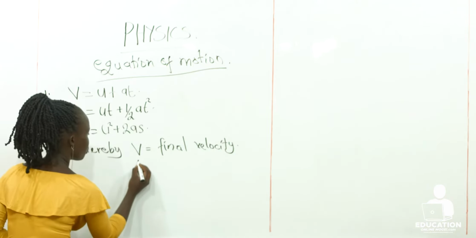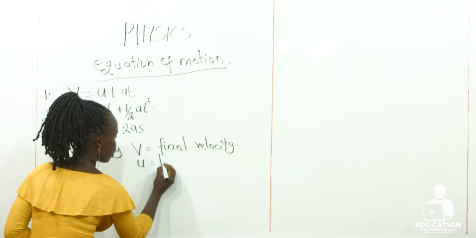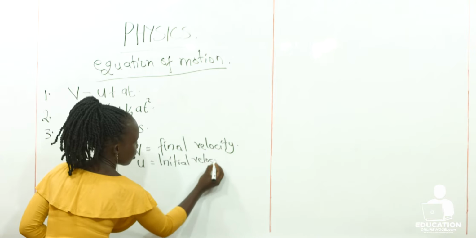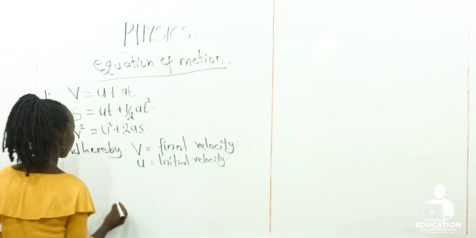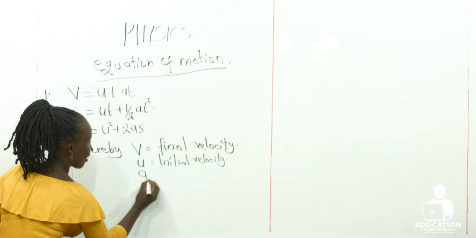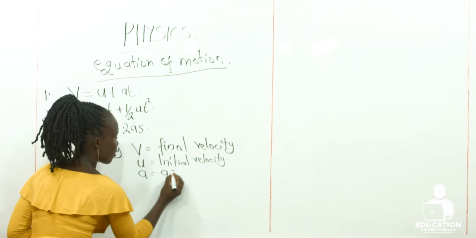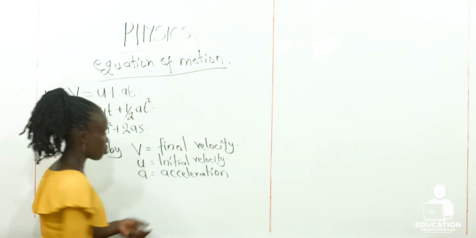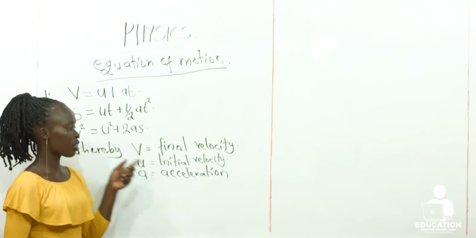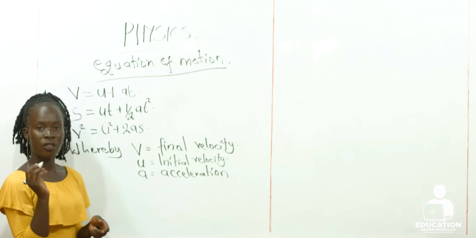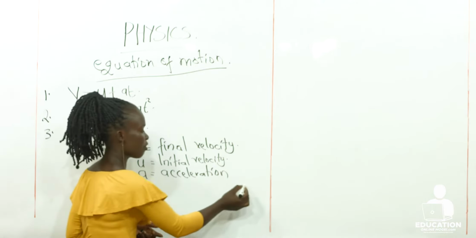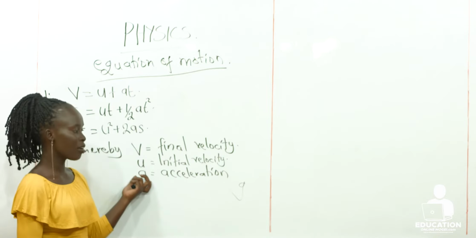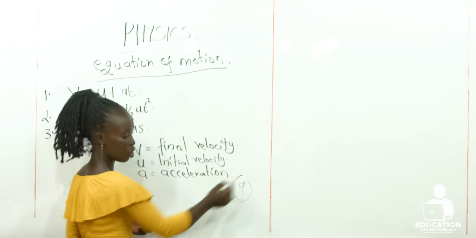So we have u, which is the initial velocity, and then we have our a, which is the acceleration. Some people mostly try to call this acceleration due to gravity. Acceleration due to gravity is being abbreviated by the letter g. So this one is just acceleration. Acceleration due to gravity is g.